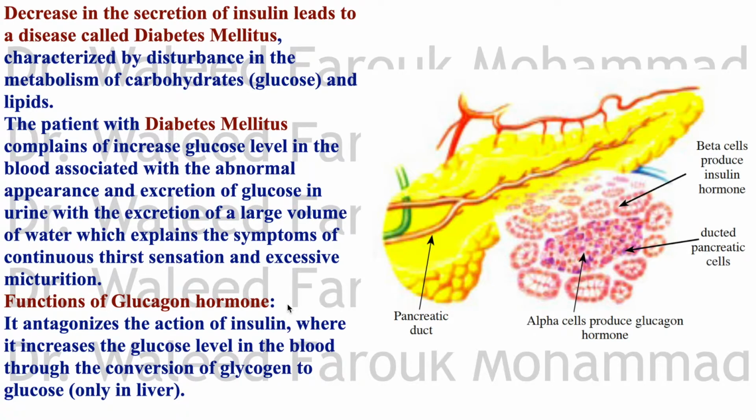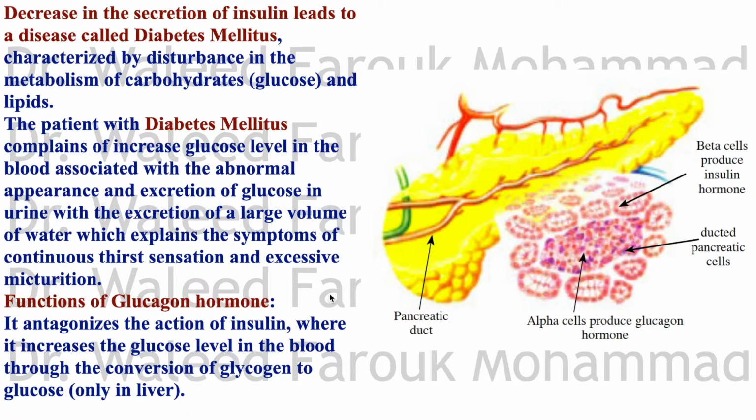Okay? The patient with diabetes mellitus complains of increased glucose levels in the blood associated with abnormal appearance and excretion of glucose in urine. بسبب انه زايد جدا في الدم فبيزيد افراز او التخلص من الجلوكوز الزايد في البول. Okay, with the excretion of large volume of water, which explains the symptoms of continuous thirst sensation and excessive micturition. اللي عنده سكر ده بيروح على الحمام كتير لانه عايز يتبول كتير لان عنده افراز الميه كتير. اوكي؟ وعنده الاحساس بالعطش كتير عشان كده عايز يفضل دايما يشرب ميه.